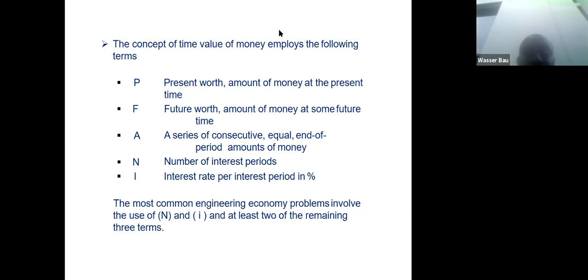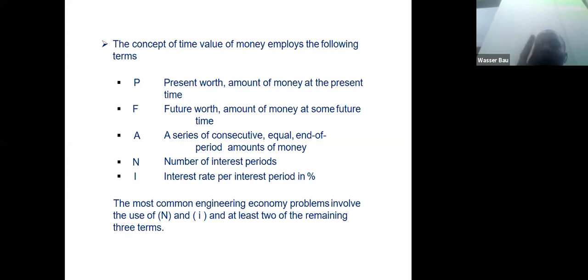The F, the P, the F, the A, the N, and the I. Please take note of them. They are very, very important. So every economic energy cost problem, be it project, be it energy, be it power, will involve these 5.